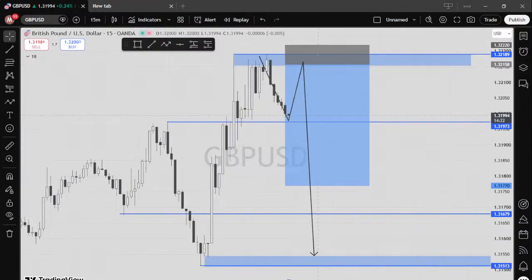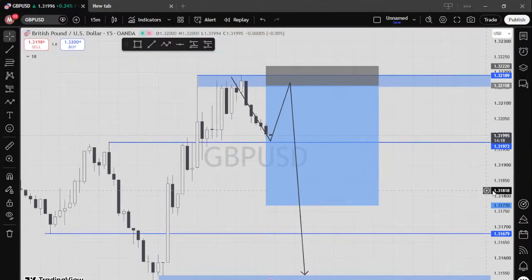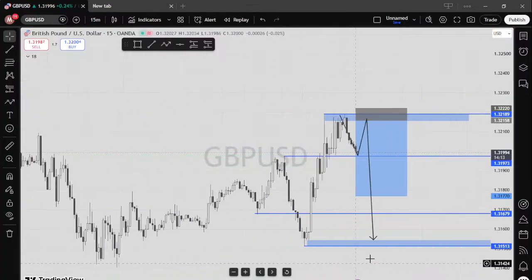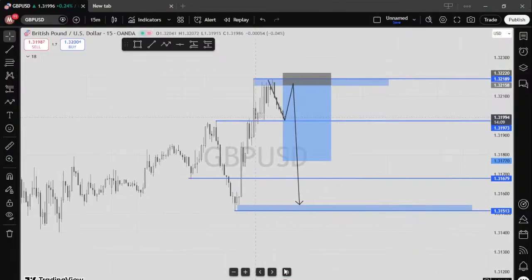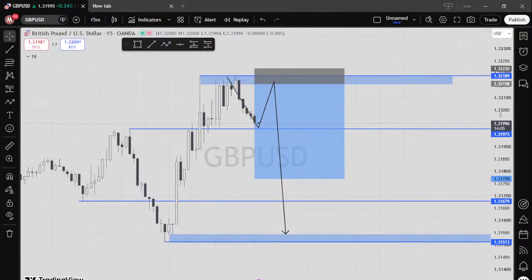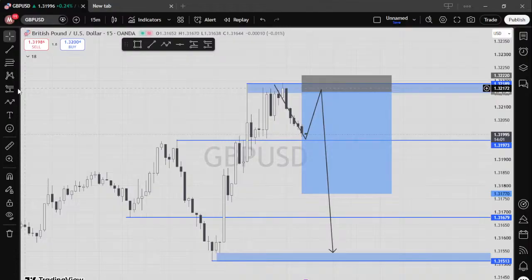Welcome. So now the strategy we're using here is support and resistance, basically advanced support and resistance. Wait for the market to retest our structure, then we enter a trade. Like this GBPUSD, we're waiting for the market to retest our structure, which is basically this zone here.